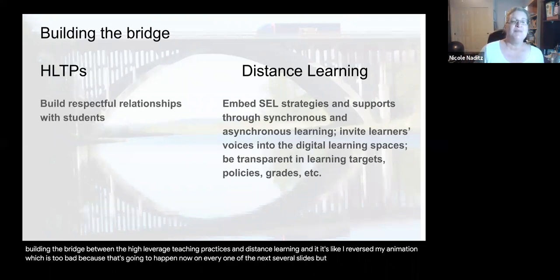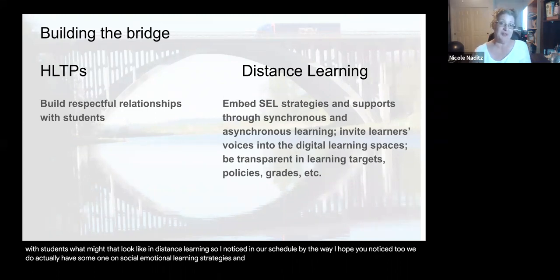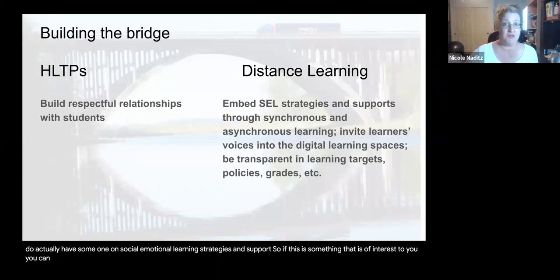But build respectful relationships with students. What might that look like in distance learning? I noticed in our schedule, by the way, I hope you noticed too, we do have at least one session on social emotional learning strategies and supports. So if this is of interest to you, you can pursue that in one of the sessions later today. But can we embed those strategies through both synchronous and asynchronous learning?